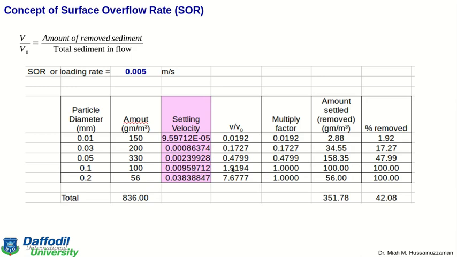If we multiply this by 1.9, it becomes 190. That is wrong because we have only 100 grams. So the multiplication factor will be 1: 100 becomes 100, 56 becomes 56. These are the total particles that will be settled, that means removed from the water. Among the 836 grams of total sediments, 351 or 352 grams are removed. So you can easily calculate the percent of removed particles, which is around 42%.